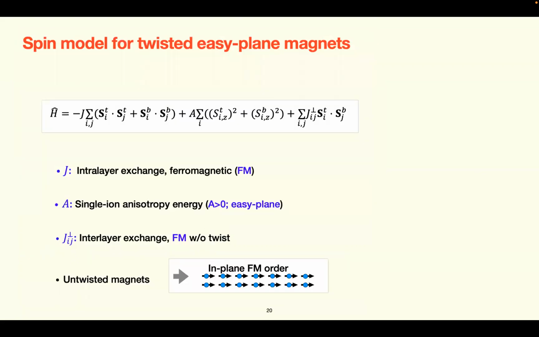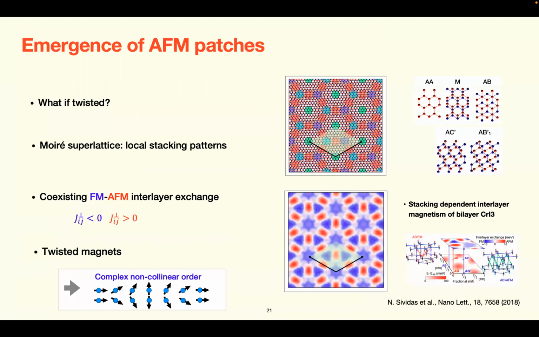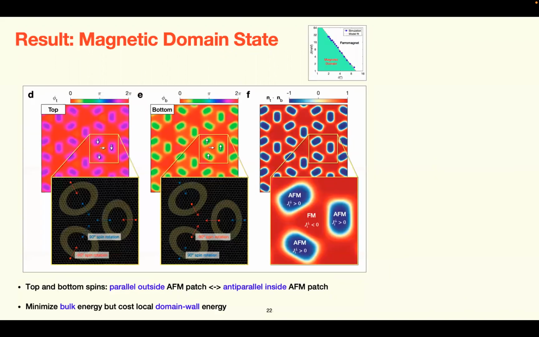So again, this is our spin model. I used the same spin model, but inverted the sign of the single-ion anisotropy energy. So this model prefers in-plane magnetization. Without twist, it exhibits uniform ferromagnetic order. Same thing, and this is the result.